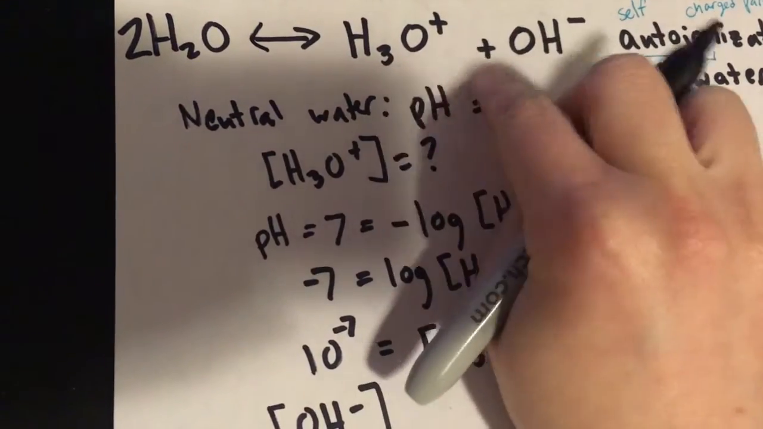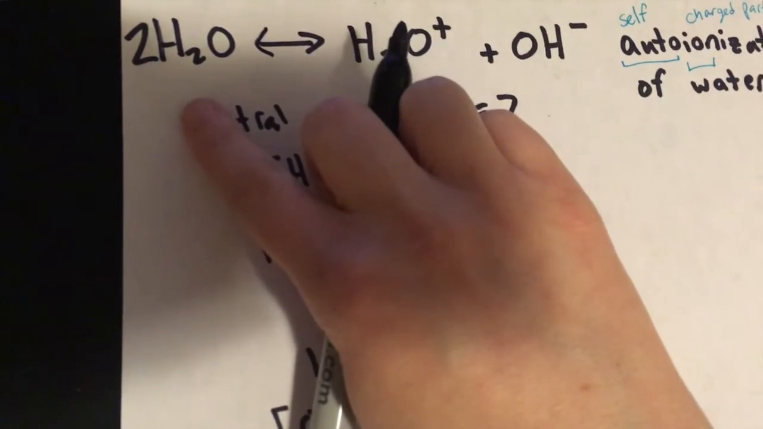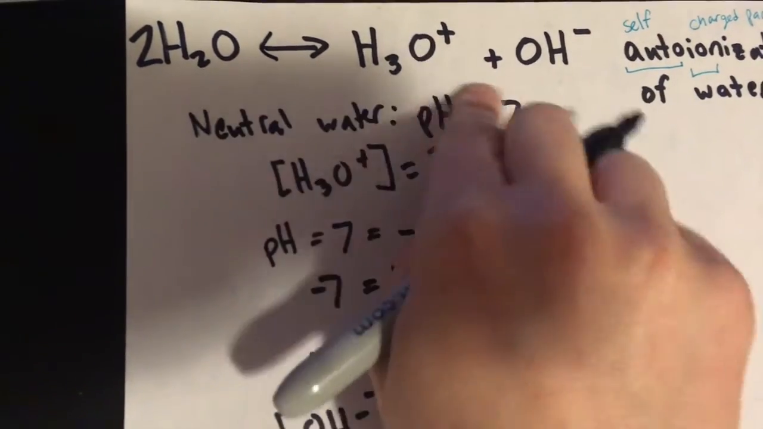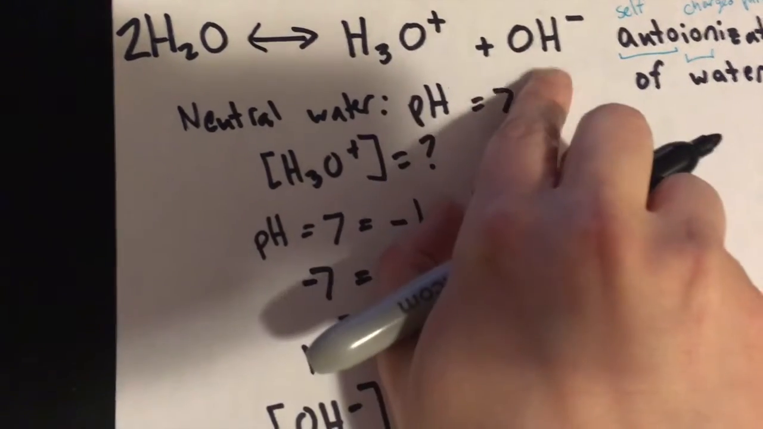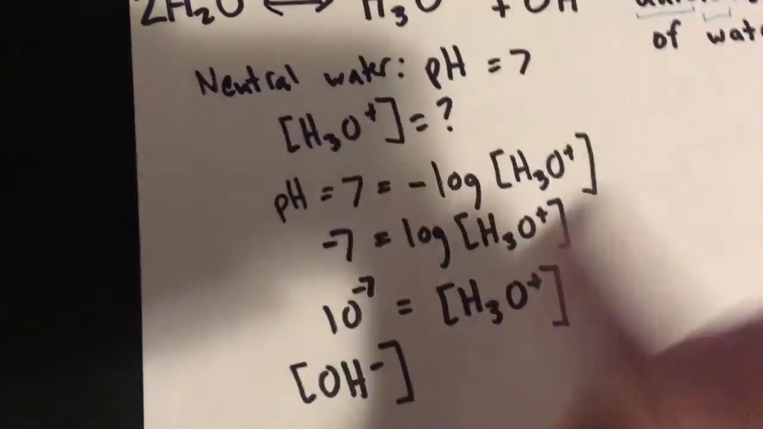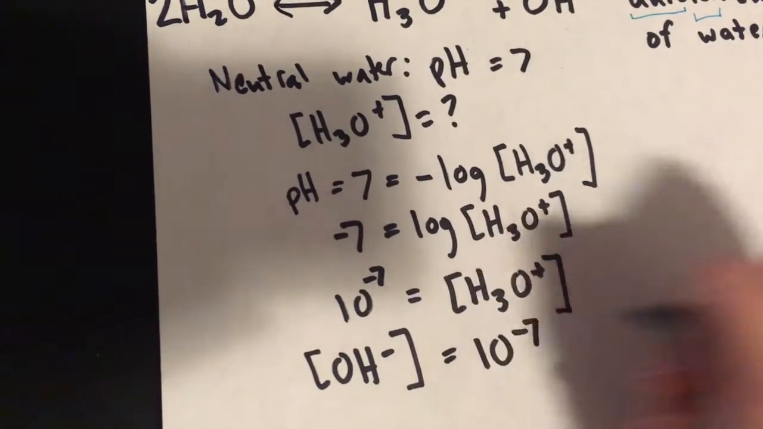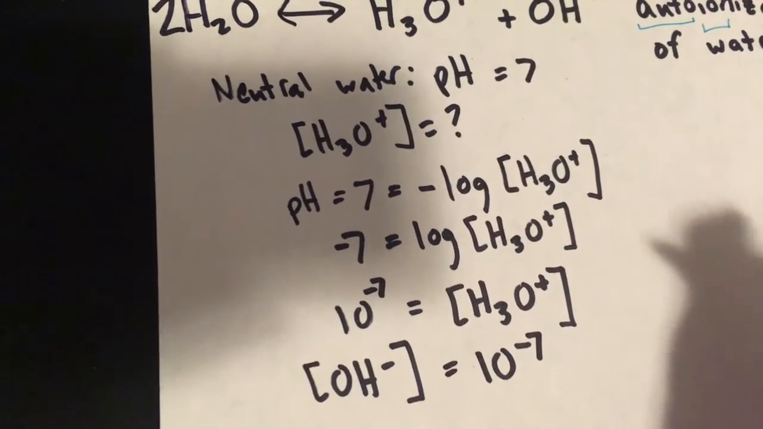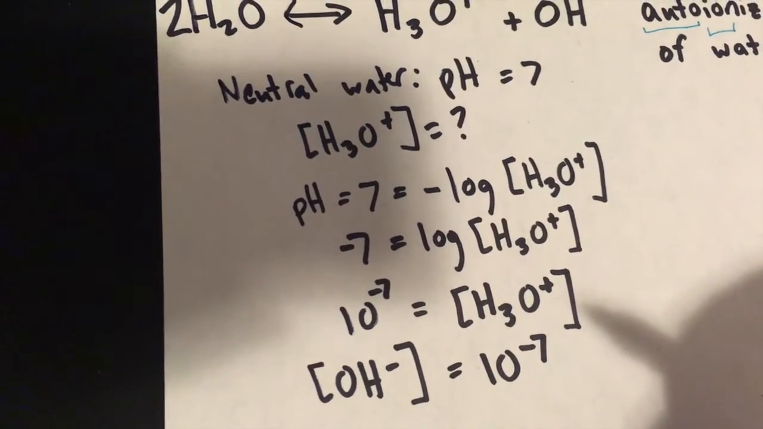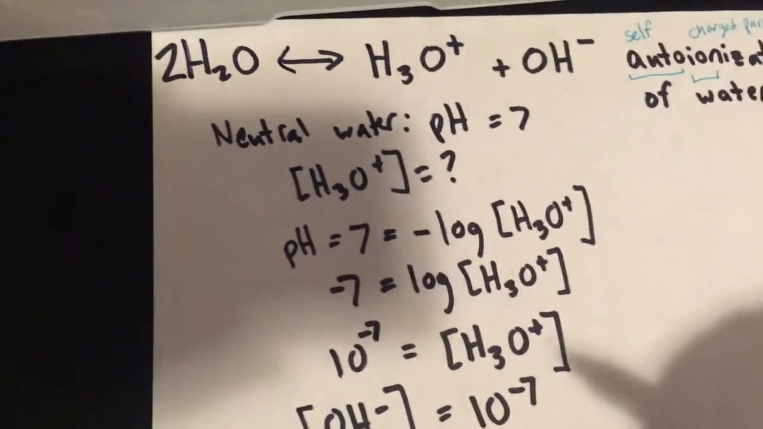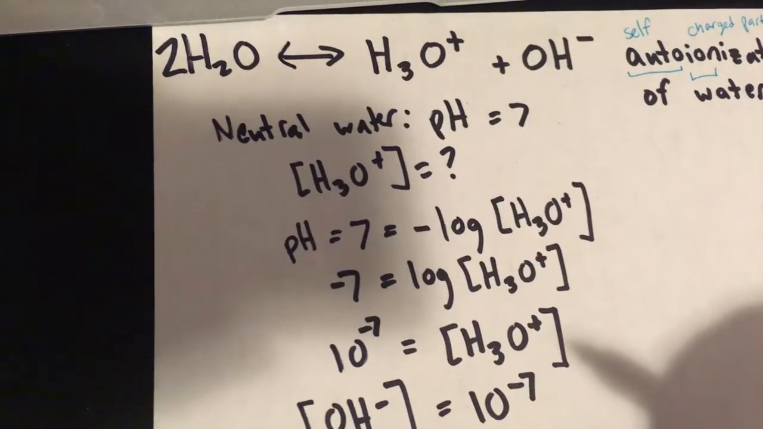Well, based on this chemical equation, for every 2 waters that react, one of them is going to gain a hydrogen and form H3O+, and the other one's going to lose a hydrogen and form OH-. So however many H3O+s you have, you're going to have the same number of OH-. So the concentration of OH- is going to be exactly equal to the concentration of H3O+. In a neutral solution, the acid and the base are both going to have a concentration of 10 to the -7. That's not true if we add an acid or a base to our solution.